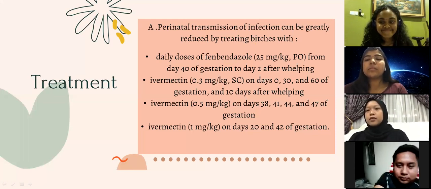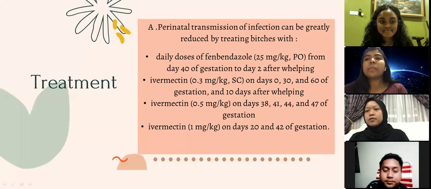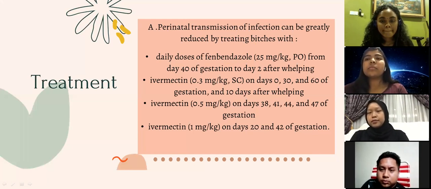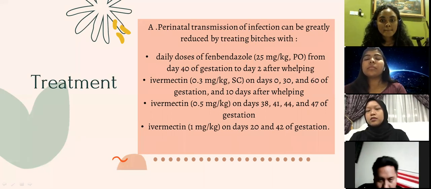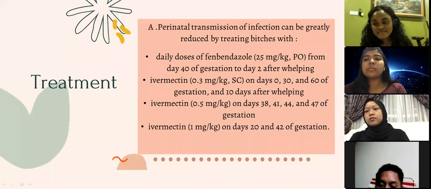And for queens, the transmission can be greatly reduced by treating with a single dose of emodepside and/or praziquantel spot-on in the last week of pregnancy. Other than that, if adult cats or dogs are not giving birth but are infected, they can also be given antiparasitic drugs such as milbemycin, moxidectin, and pyrantel pamoate to kill the adult worms.